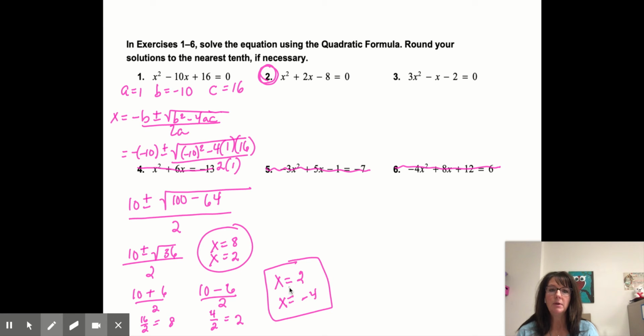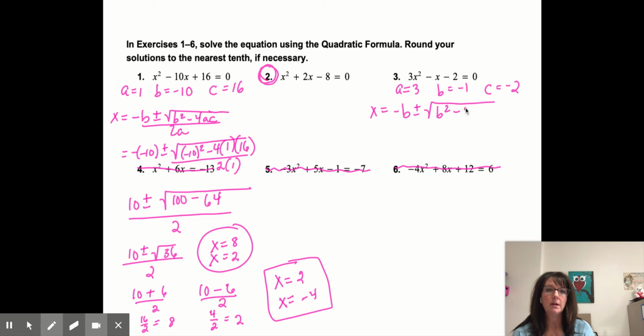If you did not, you may want to recheck your steps. So 2 and -4. And then I'll go ahead and work on this one. So a is equal to 3, b is equal to -1, and c is equal to -2. So x is equal to -b plus or minus the square root of b squared minus 4ac all over 2a.